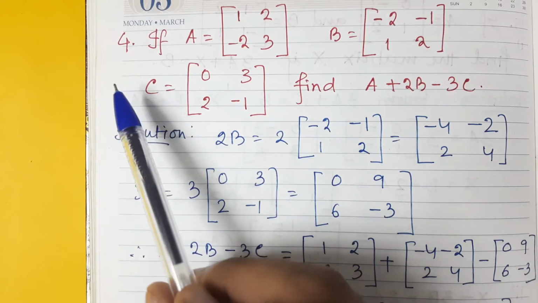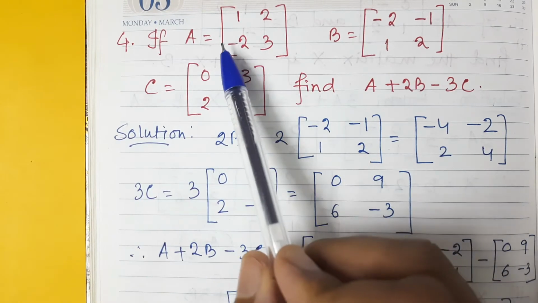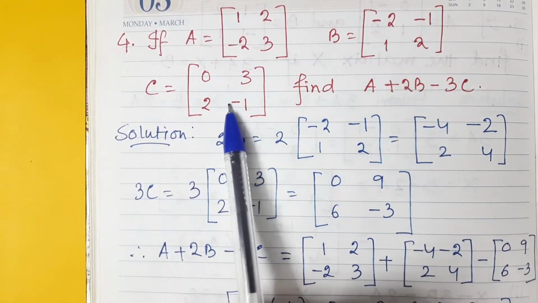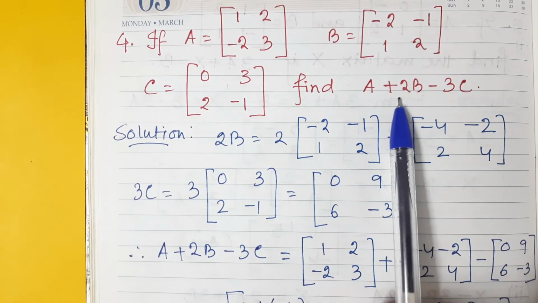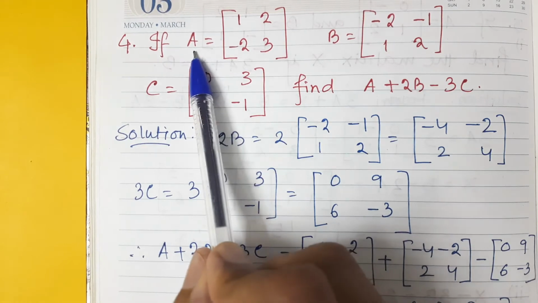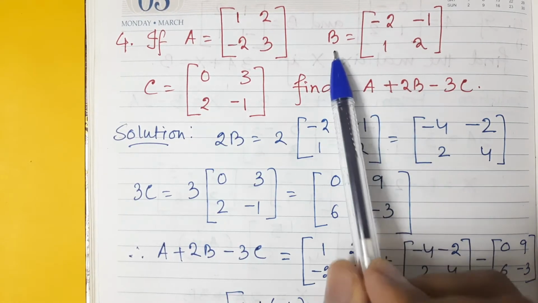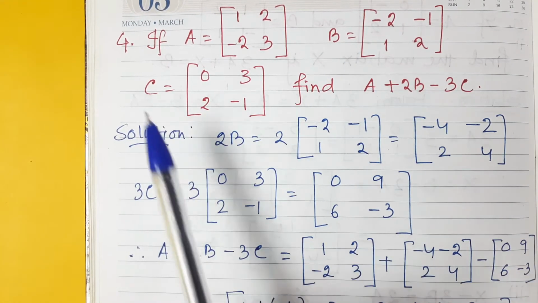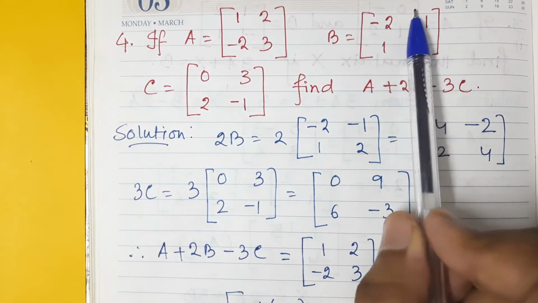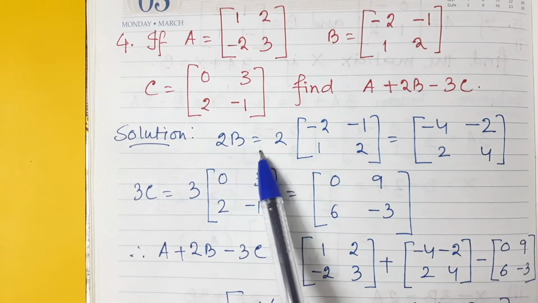So this is problem number 4. Here there are 3 matrices. A is this matrix, B is this matrix, and C is this. We need to find A plus 2B minus 3C. So we already have A. Now we only need 2B and then 3C. So 2B is nothing but 2 into this matrix. So we have 2B now.